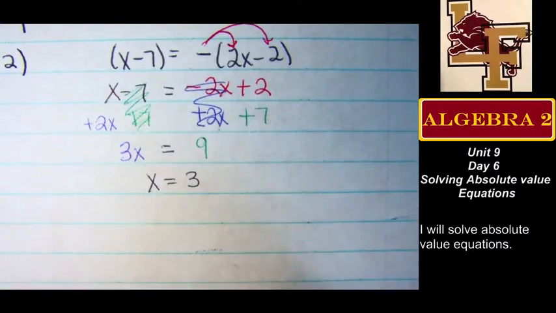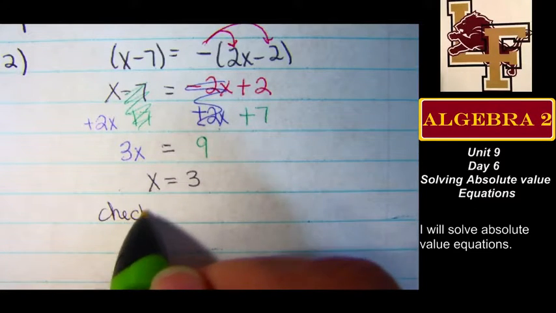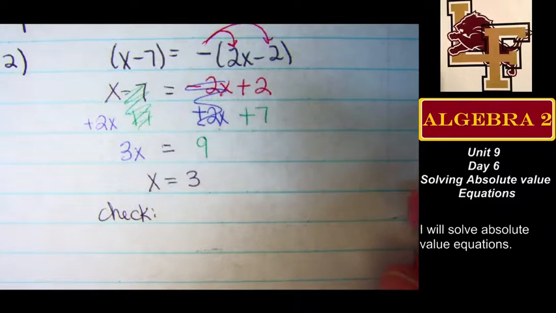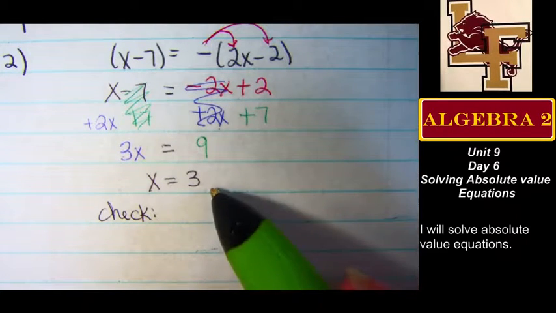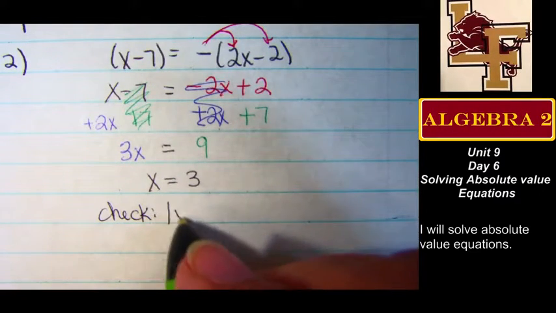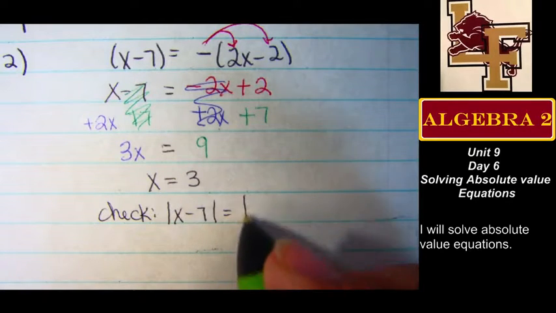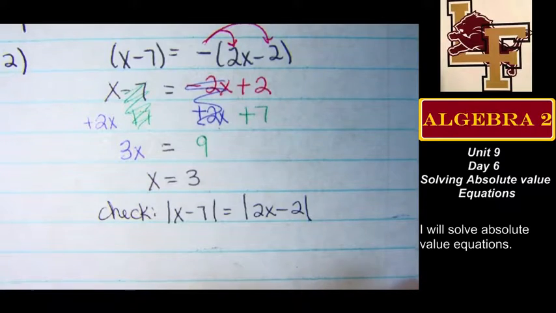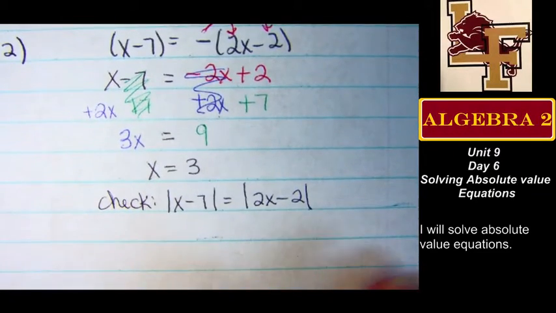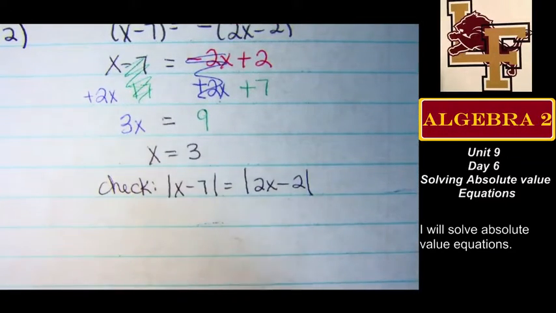I do need to go through and check this. Remember, I'm not checking what I've created. I'm checking what I created against what I was given originally. So I'm going to rewrite that. Everywhere I see an x, I'm going to replace it with the number 3.